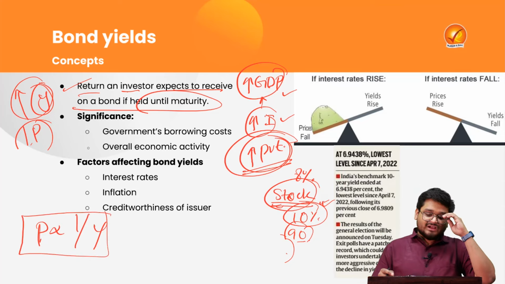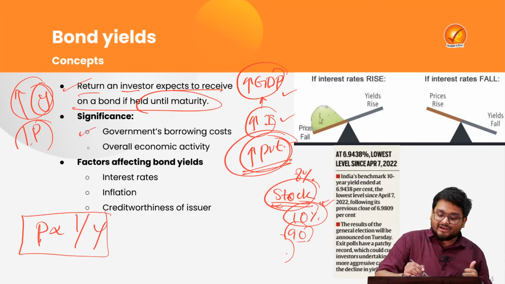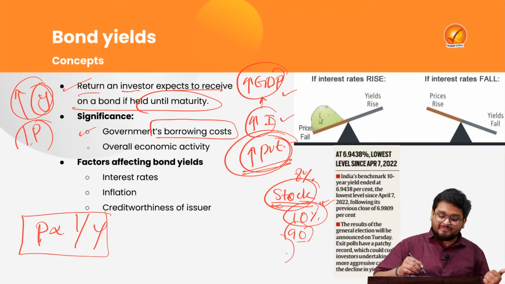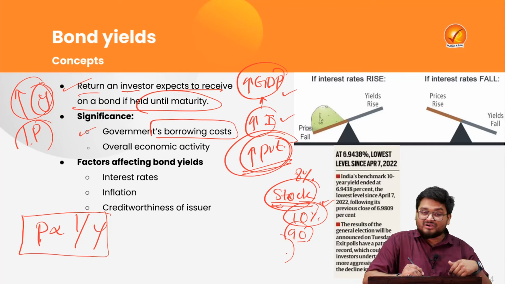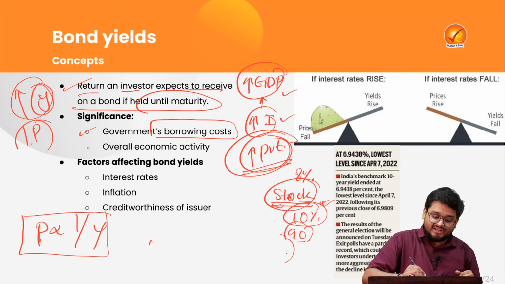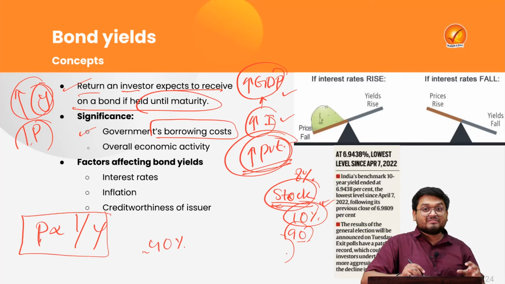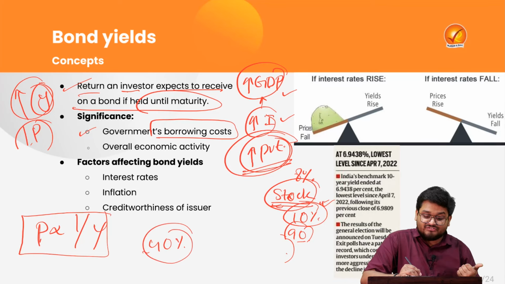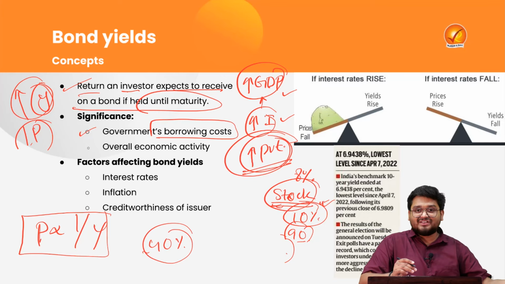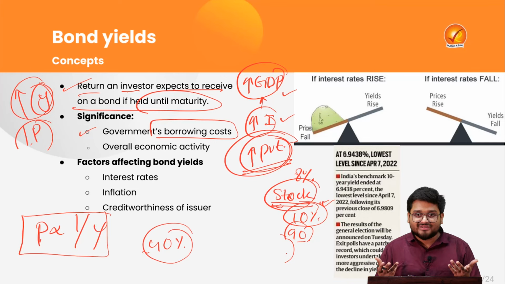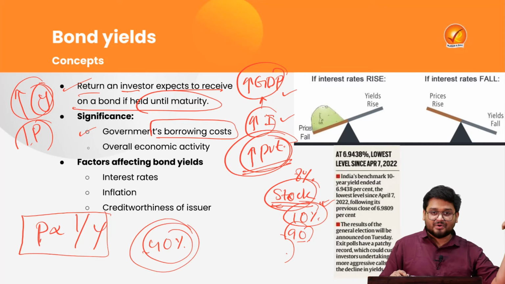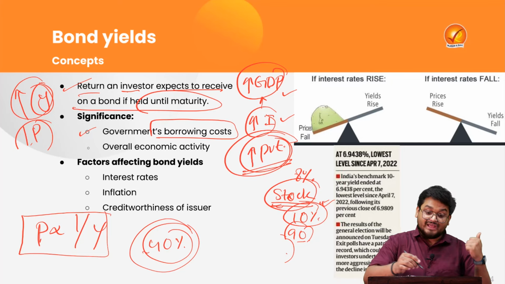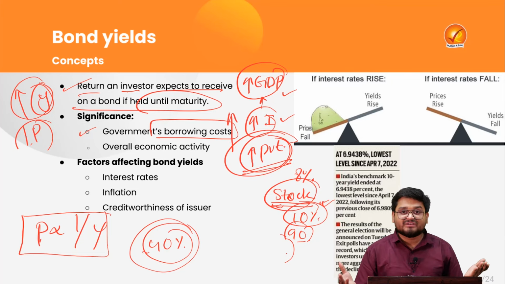there is actually an inverse relationship between bond prices and bond yields, right? So the main significance is here that the government's borrowing cost will be coming into place. That means, for example, if right now the bond yield in the market is around say 40%, maybe if the government is seeking to borrow more from the people, the government has to offer more than 40% interest rate. Otherwise, the people will not be buying any bond, because they are anyways getting 40% from the previous bonds. If the government now wants to issue new bonds, the government has to pay more than 40% to the people. That means it will be leading to an increase of cost for the government, right?